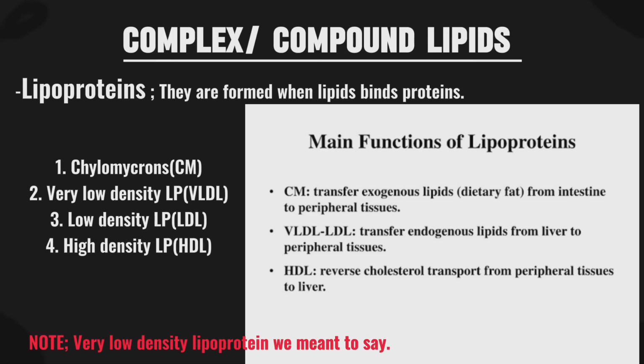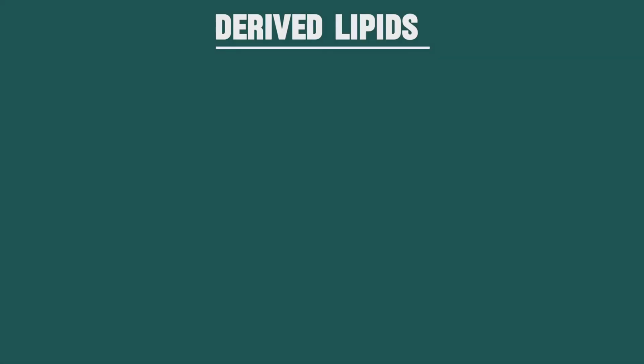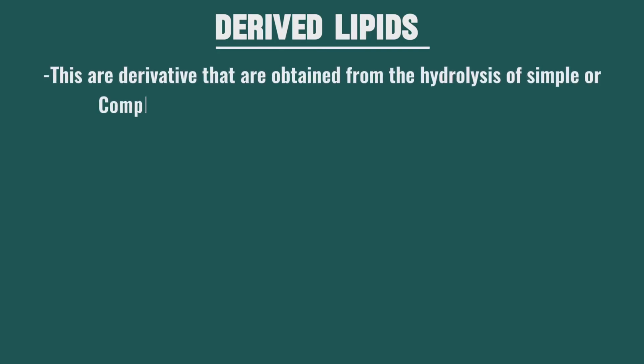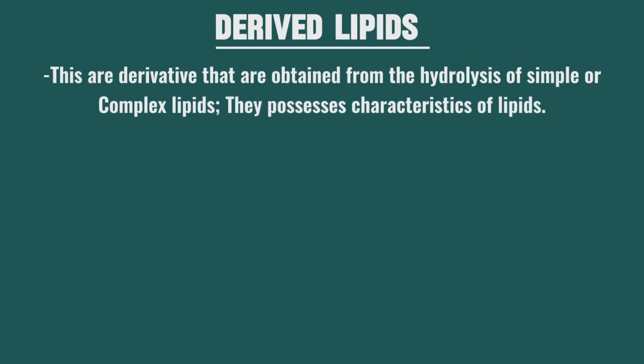The third type of lipids that we have are the derived lipids. These are the derivatives that are obtained from the hydrolysis of simple or complex lipids, which possess the characteristics of lipids. Examples of such lipids are the fat-soluble vitamins, the steroid hormones, and ketone bodies.